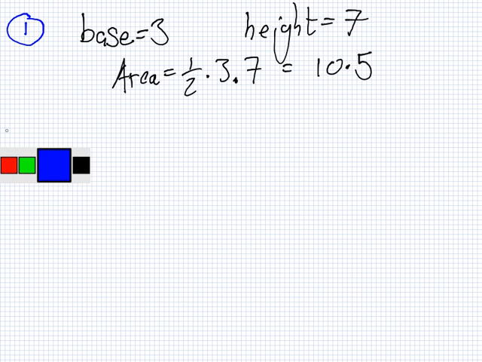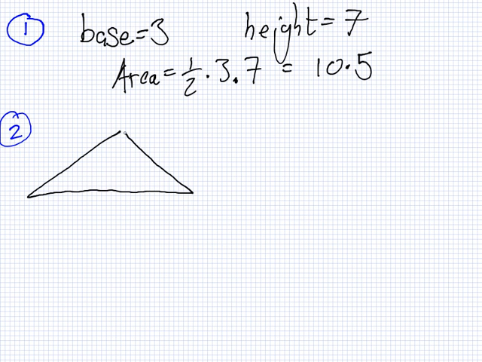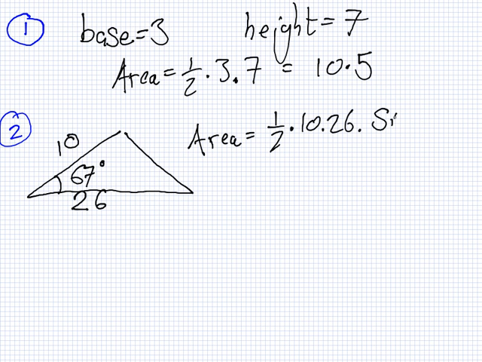Okay, next example. So this time now, we'll draw a triangle. And this side is 10. And this side here is 26. And this angle here, we'll say is 67. So my question is then, what is the area here? So in this one, we have to use the other formula. We have to say that the area is a half AB sine C. So that's a half 10 by 26 by sine 67.